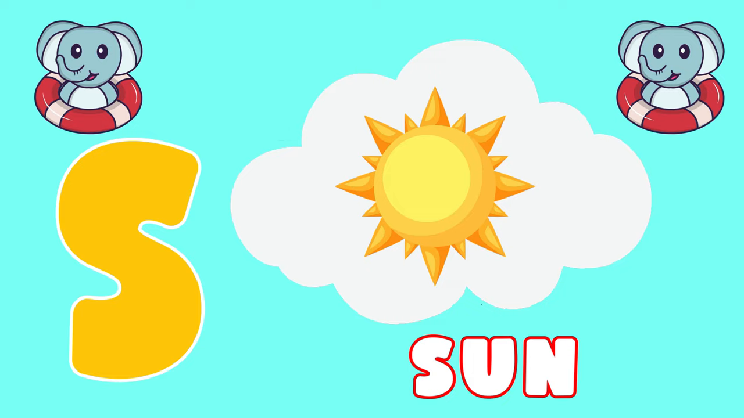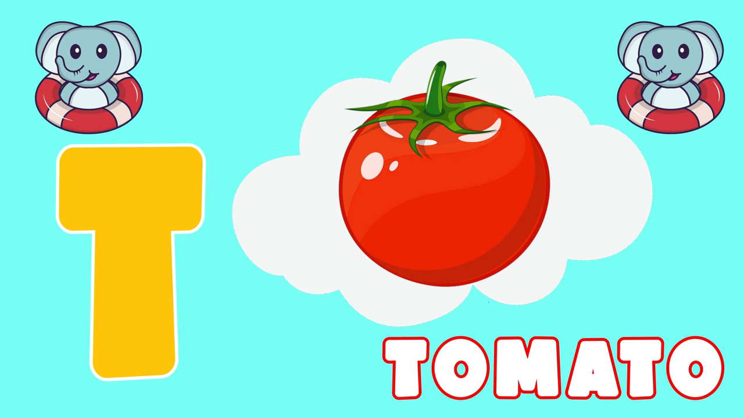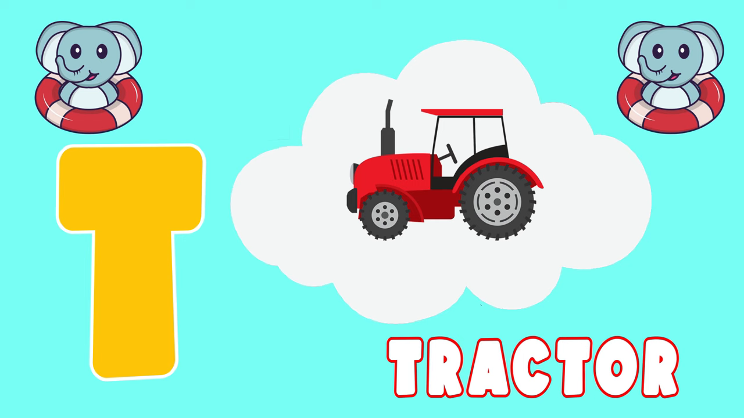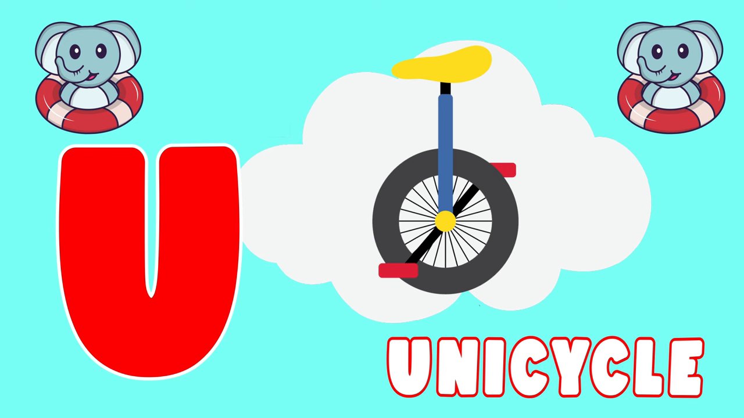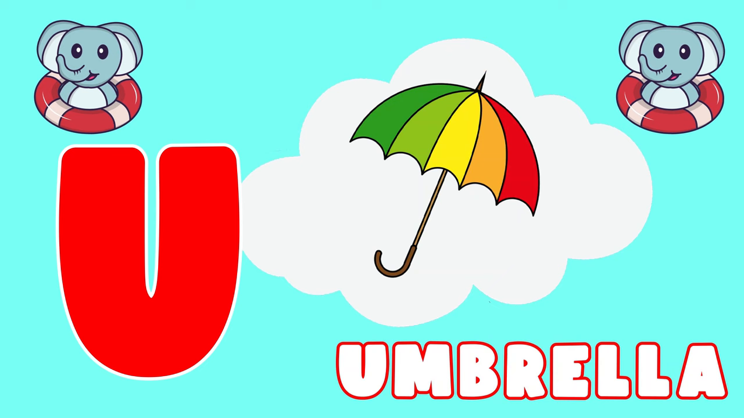T is for tomato, tomato. T is for tractor, tractor. T is for tomato. T is for tractor. U is for umbrella, umbrella. U is for unicycle, unicycle. U is for umbrella. U is for unicycle.